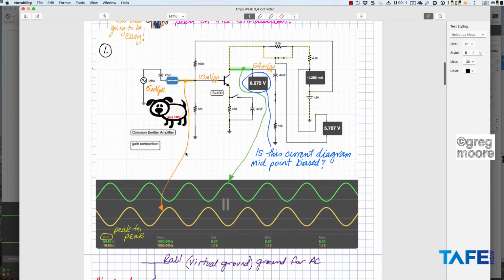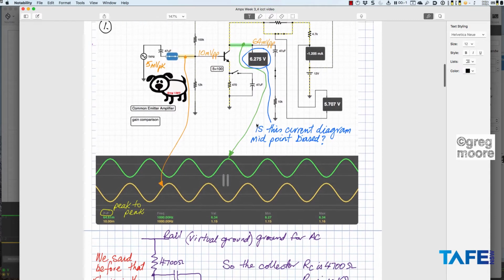Slide number 1, I've got an AC situation happening in our circuit. I've still got an unbypassed emitter resistor. I've got 4.7k RC, and I've got a load resistance of 10k. This was taken with the simulator running, and there were the AC waveforms coming in. I had 10 millivolts peak to peak coming into the base, and I got 64 millivolts peak to peak at the output. That's showing me that I've got 64 divided by 10, a gain of 6.4 times.